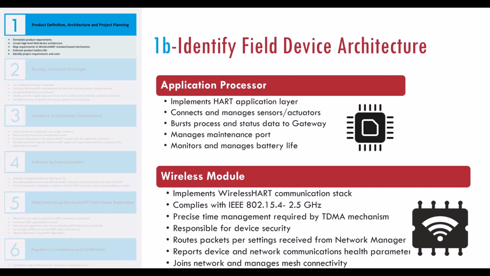What does the wireless module do? The communication stack runs on the wireless module. It complies with IEEE 802.15.4 2.4 gigahertz, which is the underlying wireless physical layer that is utilized by WirelessHART. It is also responsible for precise time management. When you run this deterministic wireless network, it is very important that all instruments, all devices, all entities that are part of the WirelessHART network stay very tightly synchronized in order to respect the boundaries of that 10 millisecond time slot that I mentioned earlier.